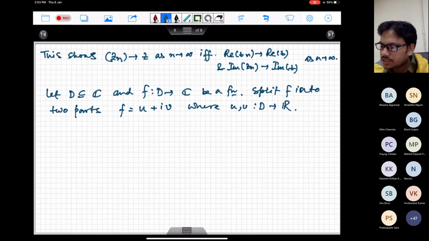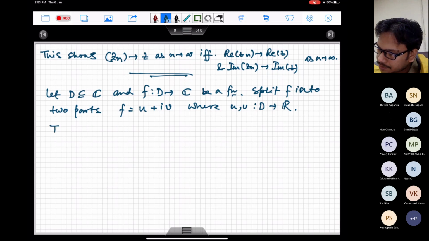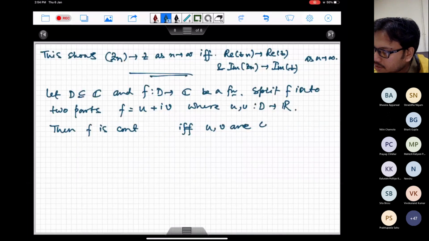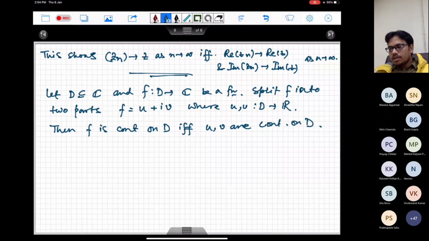So using this equivalence of convergence of sequences, what you can say is that f is continuous on D if and only if u and v are continuous on D. Okay, so using this sequential criterion, if I have to talk about a function defined on D taking values in C, it is going to be continuous if and only if the real part is continuous and the imaginary part is continuous.